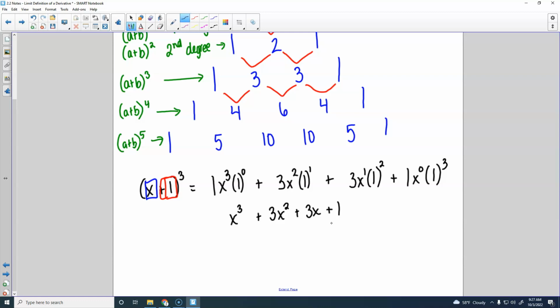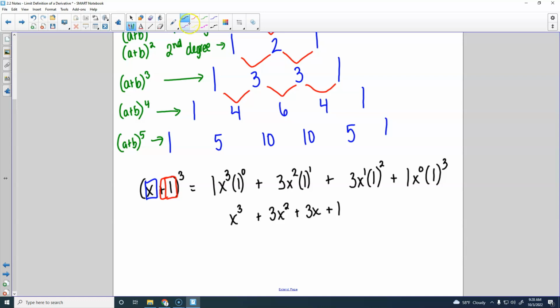Now, because that was a really simple one and we just had 1s there, it made it a lot easier to expand there because all these 1s just stay 1s. So you just basically have the coefficient and then the x's are descending. Okay, questions on that? We'll do another one.